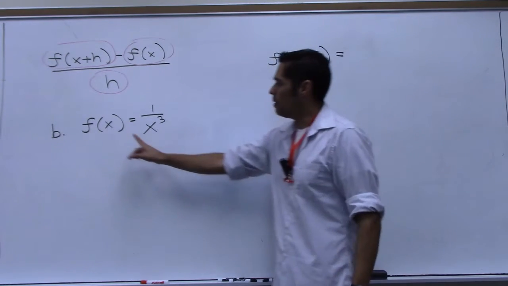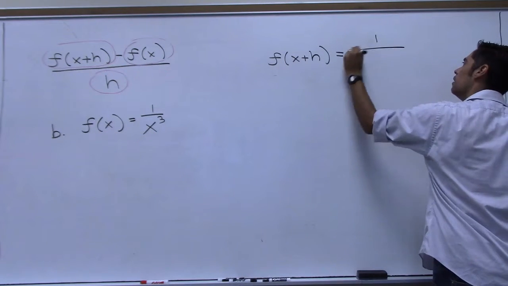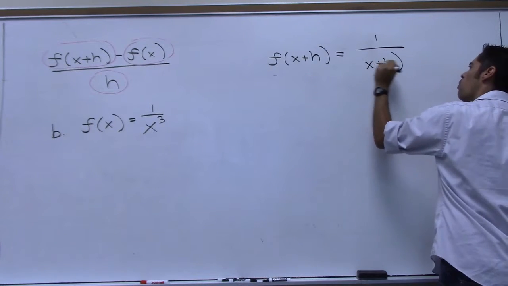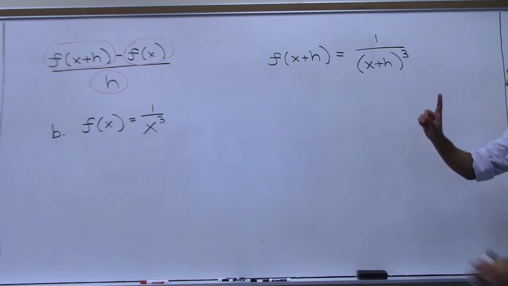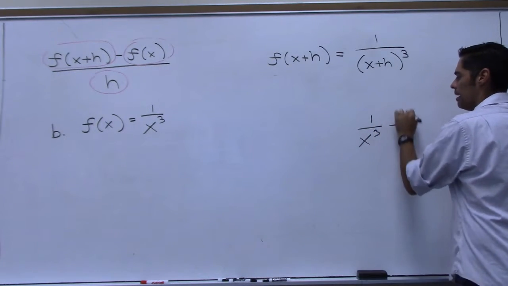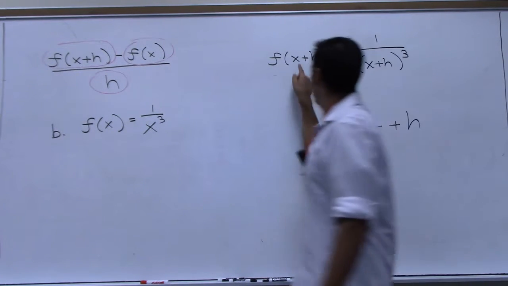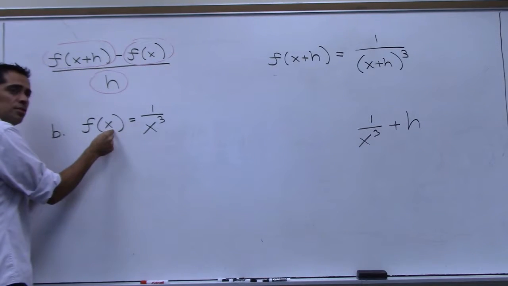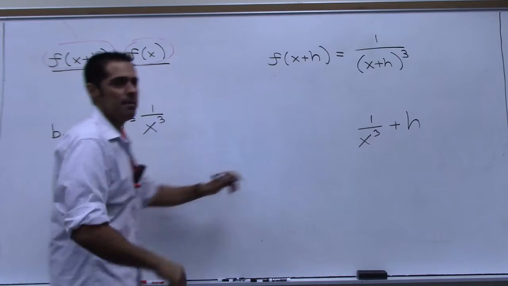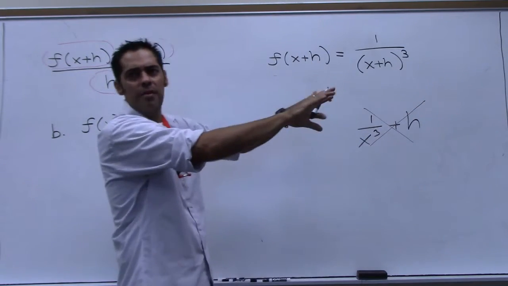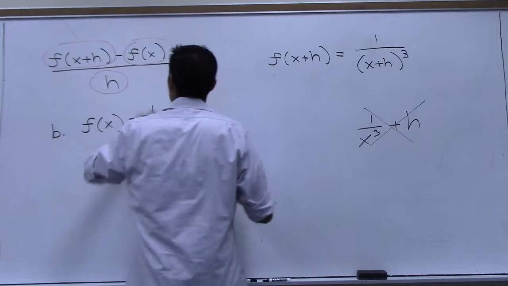For this function, if I replace the x with x plus h, it becomes what? X plus h, the whole quantity cubed. That's what it becomes. What it does not become is this, all right? This is not the same thing. The x plus h is actually being substituted in for that x. It's not, leave the x here and just add an h on the outside. That's one of the common mistakes that I see, an addition of h on the outside. Understand the difference?